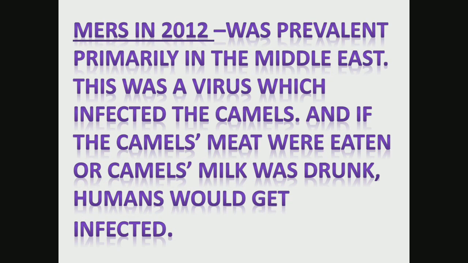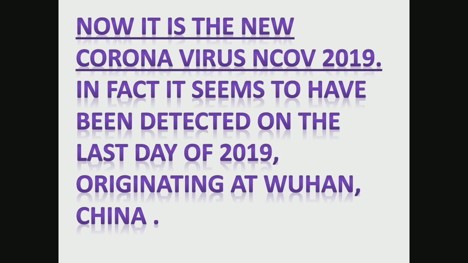Then there was MERS in 2012, which was basically prevalent in the Middle East. This was a virus which infected camels. And if the camel's meat was eaten or the camel's milk was drunk, humans would get infected. Now it is the new coronavirus, nCoV 2019, as it is being called. In fact, it seems to have been detected on the last day of 2019, that is 31st December 2019, originating, as I said, at Wuhan, China.